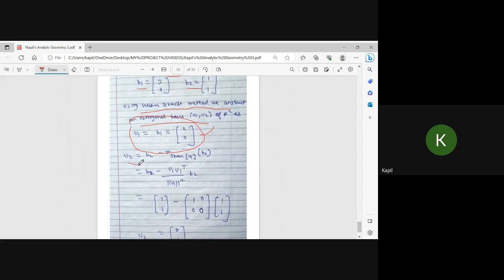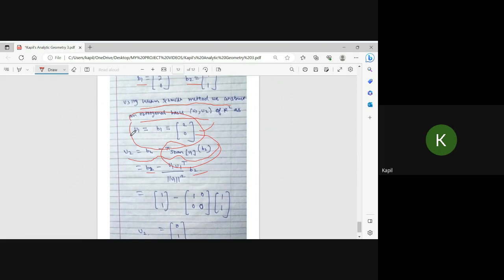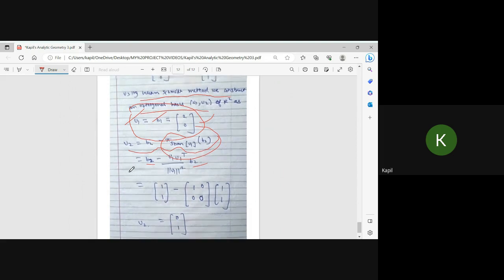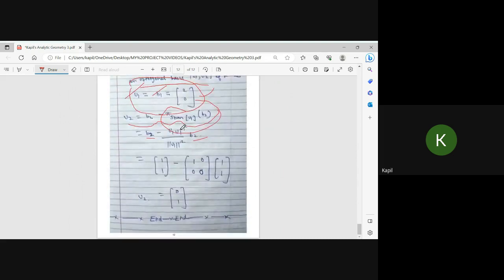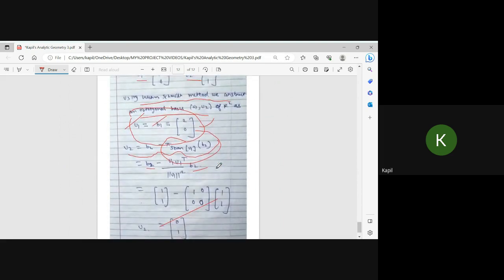Second, by putting k equal to 2 in the above equation, u2 is equal to b2 minus the projection of b2 on the span of the vector u1. We can apply the projection formula: u1 u1 transpose upon the norm of u1 squared, times b2. Since u1 is b1, we can put in the value of u1 and b2, and we find u2 also. So from the above equation of uk, we can find both u1 and u2.